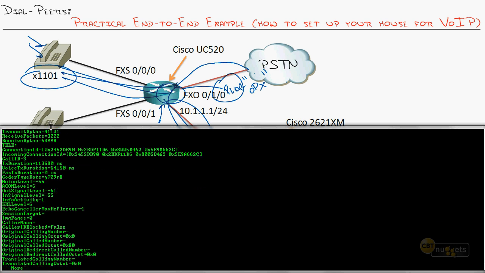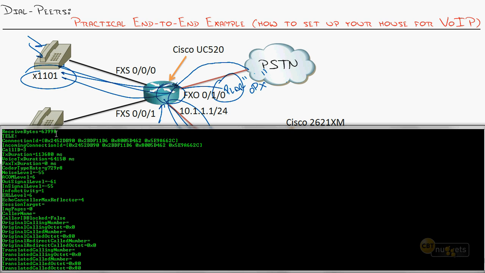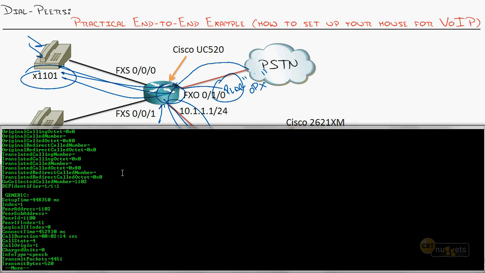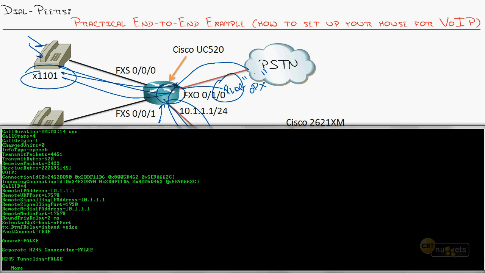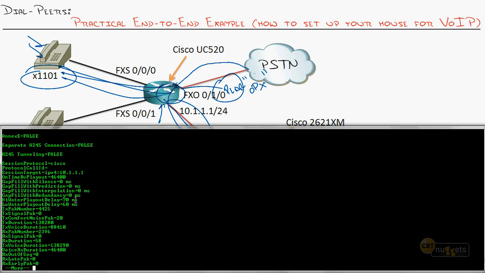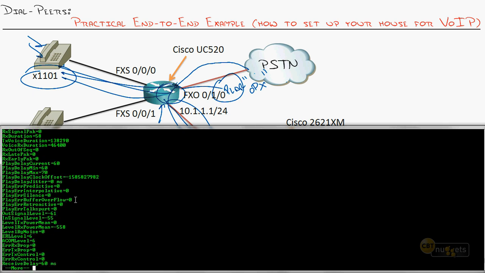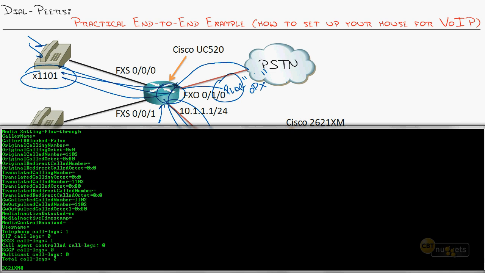I can see how long the send and receive has been happening. How many? I mean, literally everything about this call is being displayed in this output. What port numbers it's actually using for all of its signaling. So again, if you really want to get into the nitty gritty of your phone call, you can do that with the show call active voice. So I'm able to see that.